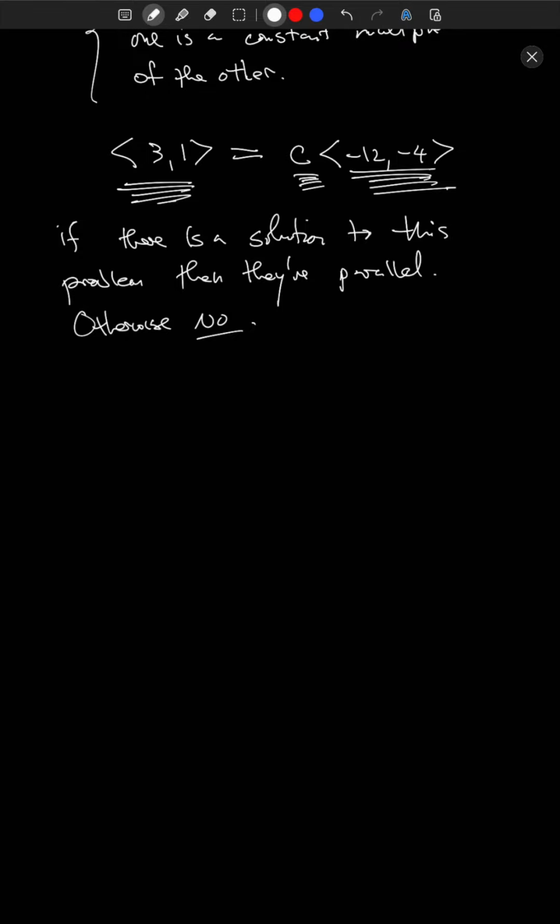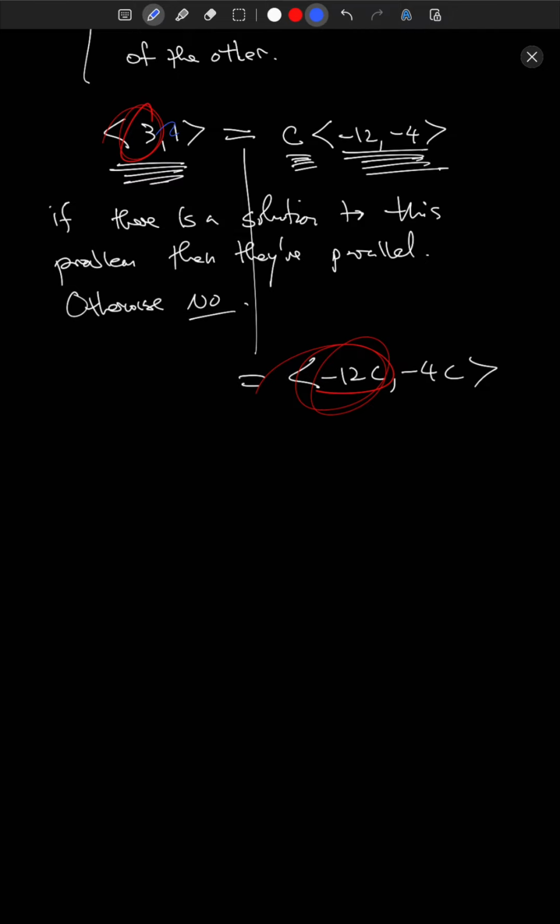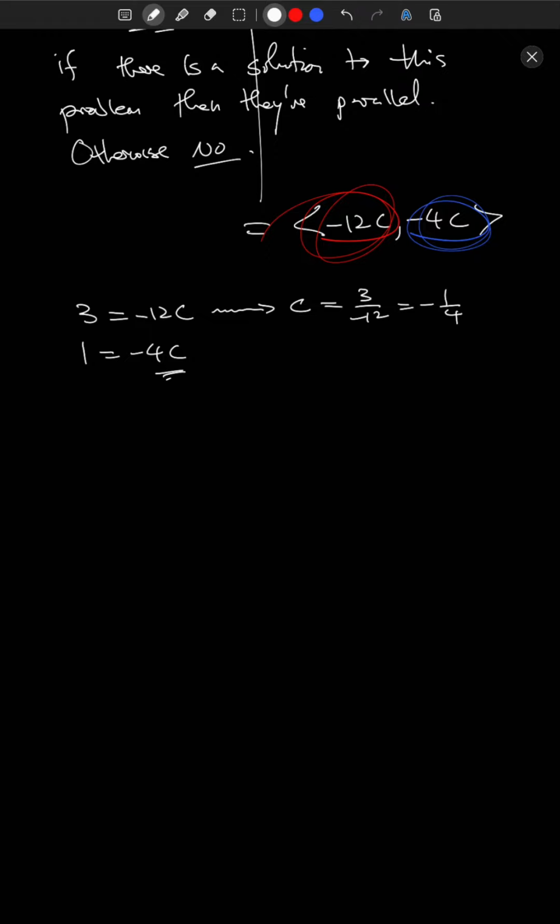So it boils completely down to algebra. Are they constant multiples? Is 3 comma 1 equal to c times this? Well, the right-hand side is minus 12c comma minus 4c. For these two to be equal, 3 has to equal minus 12c, and 1 has to equal minus 4c. So we solve this. We can get c from the first equation: c is equal to 3 over minus 12, which is minus a quarter. Then we have to check whether that works for the second equation.